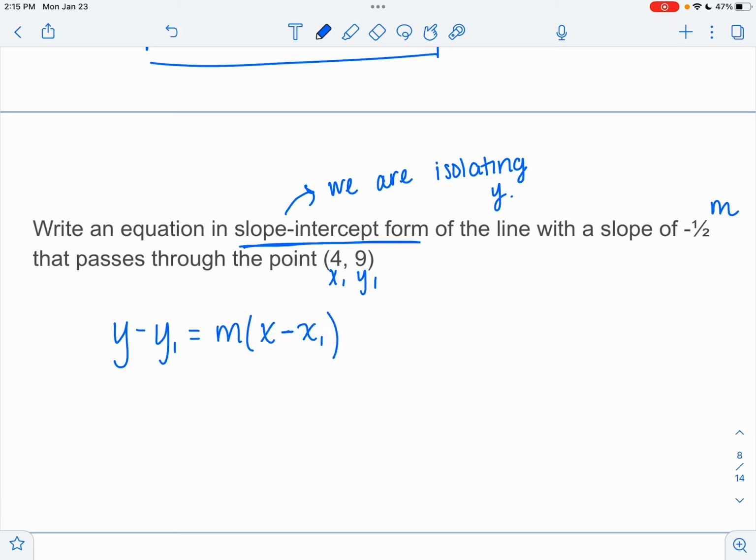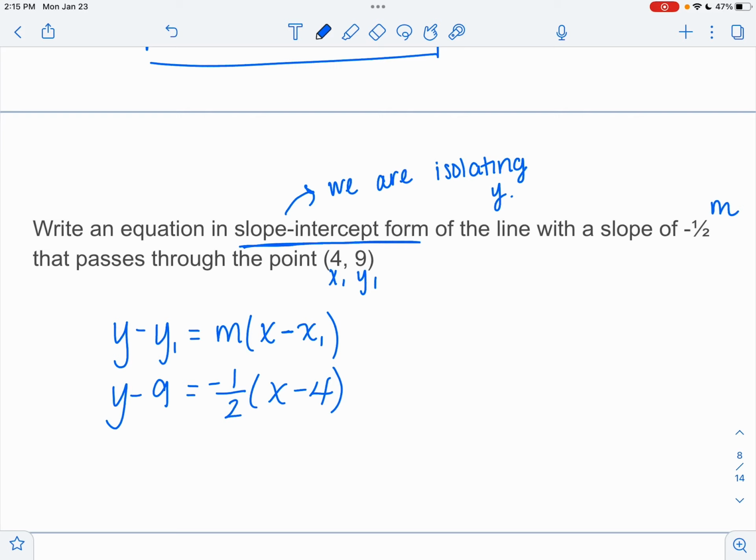The difference comes at the end. So far, this is just like what we've done in the previous two examples. The point is (4, 9). The slope is -1/2. So let's substitute those values in. So y minus 9 equals -1/2 times (x minus 4).